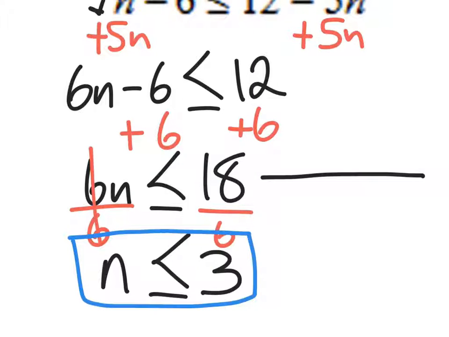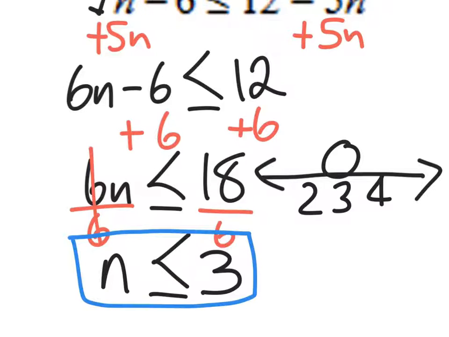Well, I know a couple things. I know that because this says less than or equal to, n is going to be smaller than or equal to 3. But what I also know is that this symbol right here indicates that the circle is going to be closed or shaded. So what we can do is simply write 3. If you want to write 2 and 4, you can do that as well. And I'm going to draw a circle.